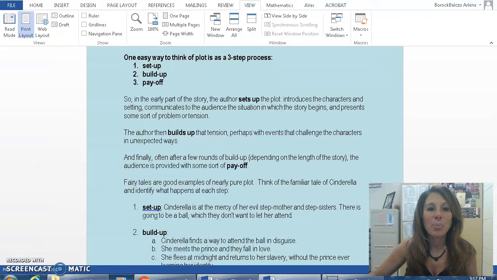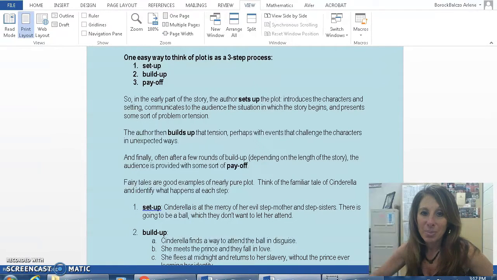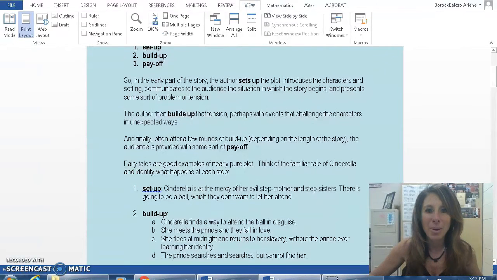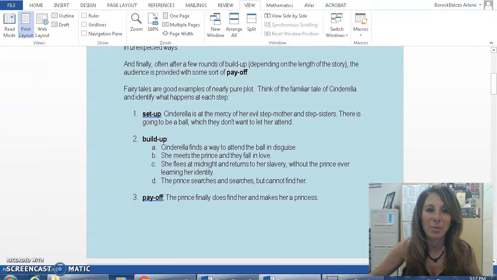Next, we have the build-up. So the author builds up that tension, perhaps with events that challenge the characters in unexpected ways. But that tension builds up. That tension in the conflict, the problem, the issue builds up. So we have the setup, we have the build-up, and finally we have the payoff.